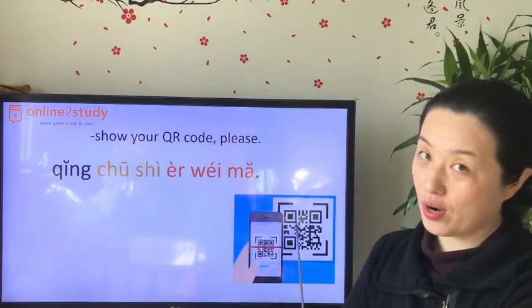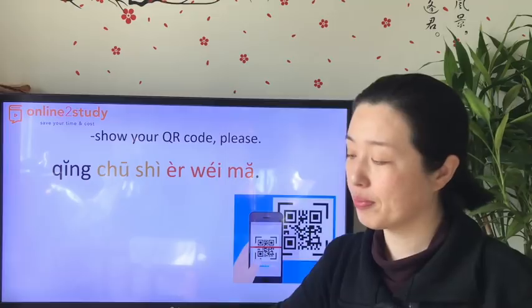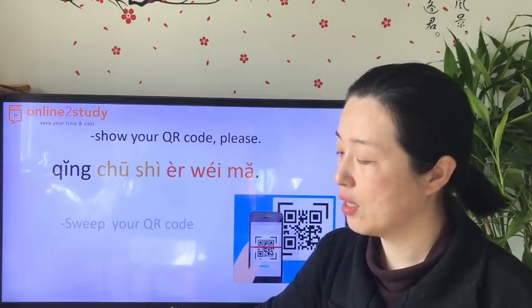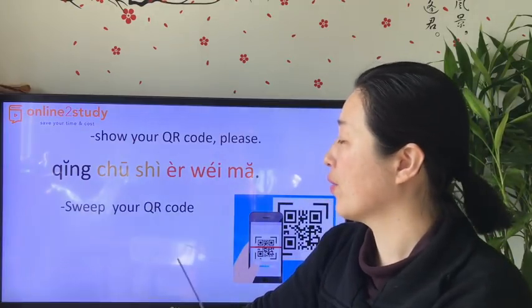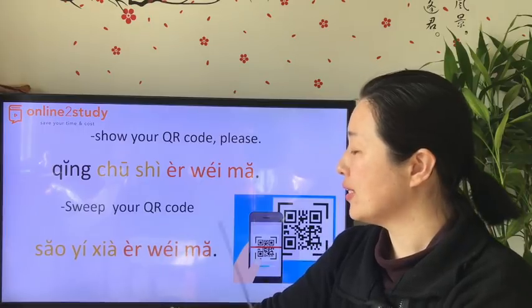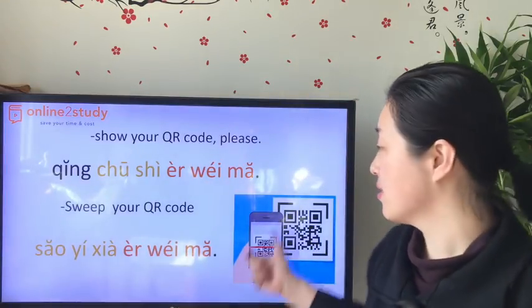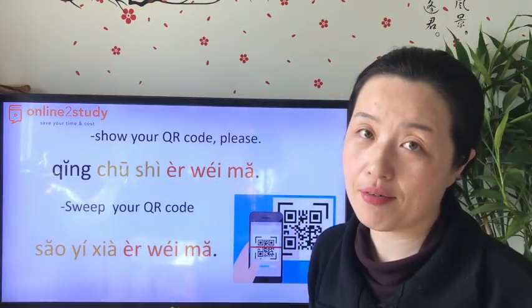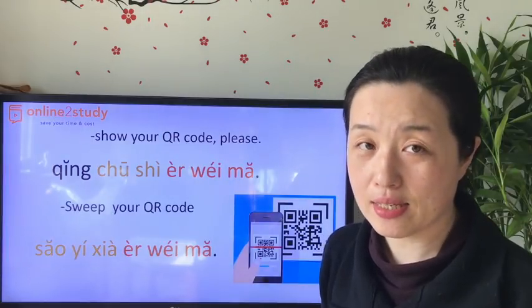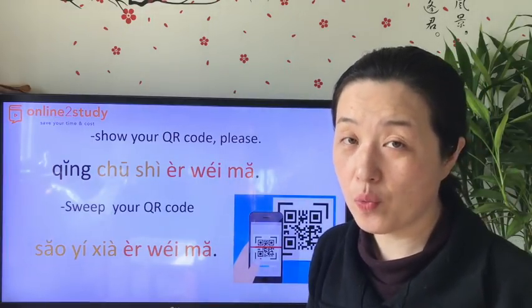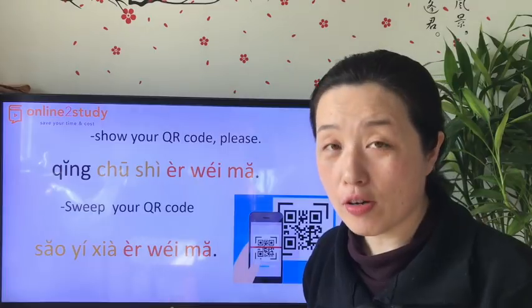请出示二维码. This is a QR code, 二维码. Swipe your QR code, 扫一下二维码. This is very easy. And we did learn this when we were learning about the hospital, right?